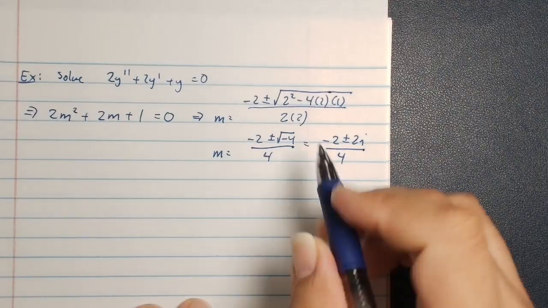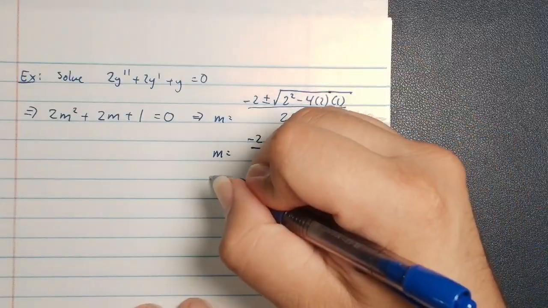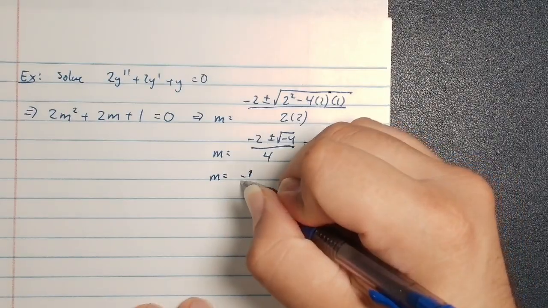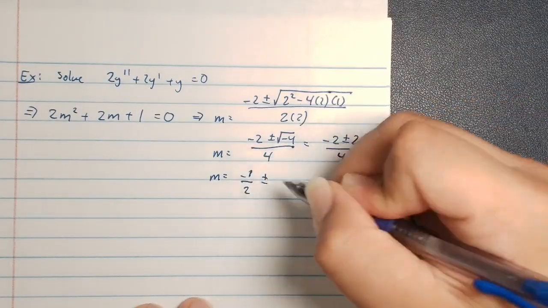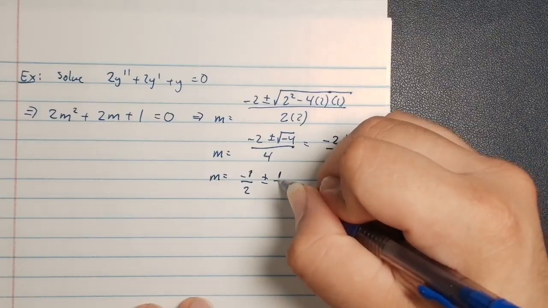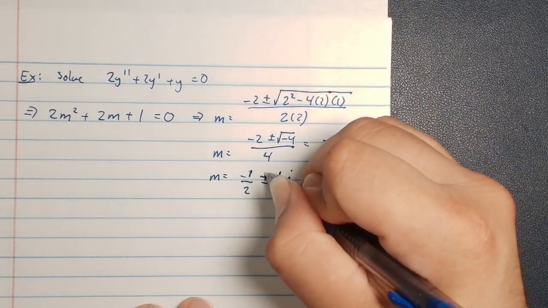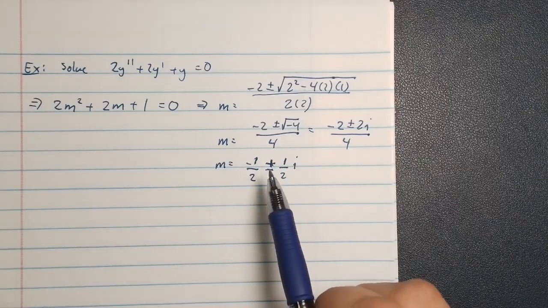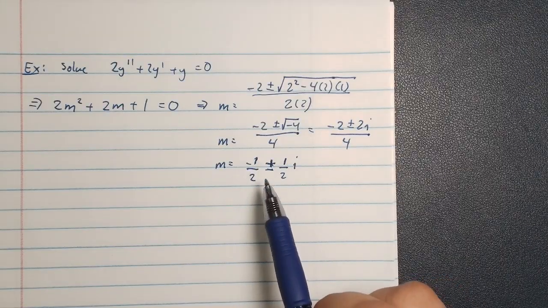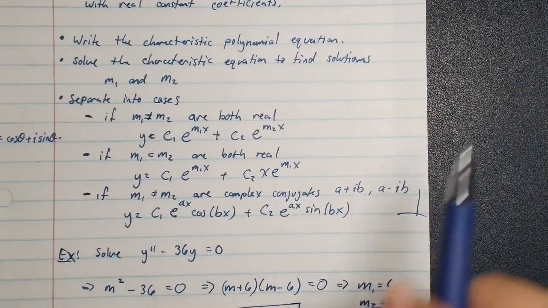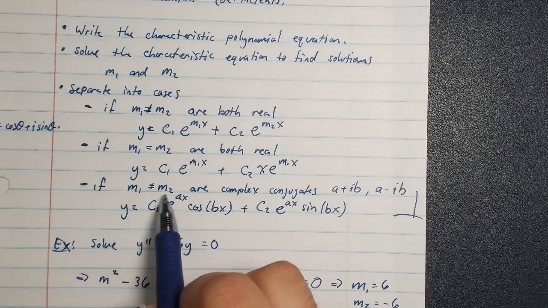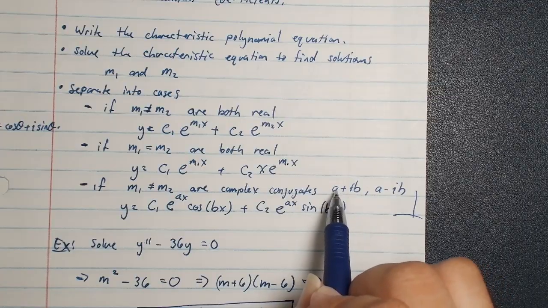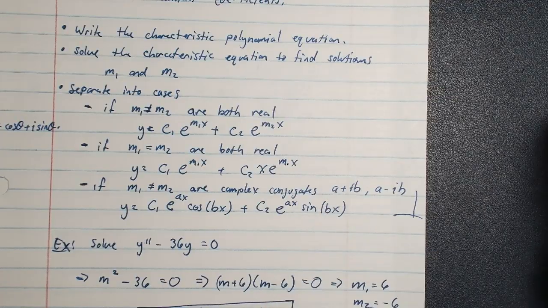And then each of these divides, so I get two solutions. I get m is equal to negative 1 over 2 plus or minus 1i over 2. So here we get two solutions, negative 1 over 2 plus half i, or negative 1 over 2 minus half i. But either way, we have two complex conjugates, not equal, whose real part is A and whose imaginary part is B.